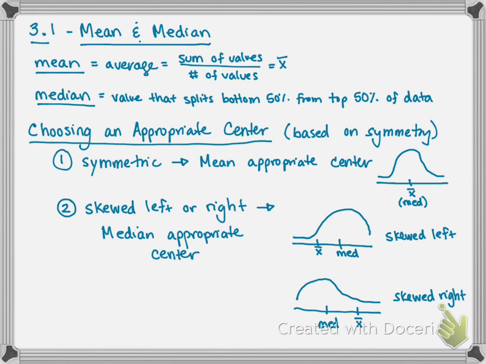So I'd like to write a reason why underneath choosing the median. And so I'm going to say that the mean is pulled in the same direction as the skew. And that is why when the data is skewed, we would choose the median as opposed to the mean as the most appropriate center, because it will not be impacted by the skew. The mean is impacted by the skew.